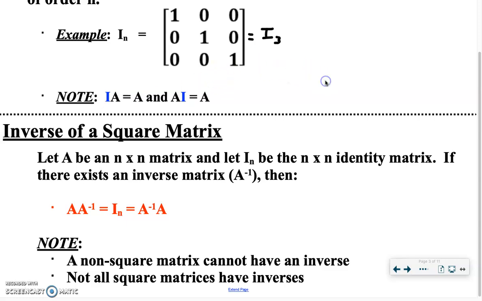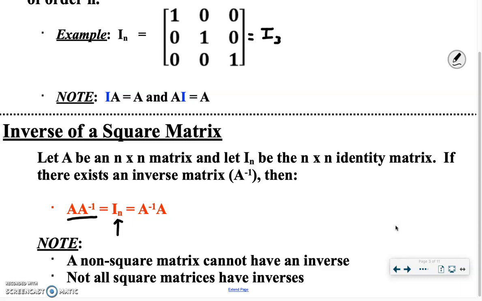All right, so the inverse of a square matrix. If we were to let A, so our matrix A, be an n by n matrix. So again, it's a square. Rows and columns are the same. And then we want to let I sub n be the n by n identity matrix. If there exists an inverse matrix A inverse, then, all of this is just leading towards saying the same thing. If you have a matrix, it has to be a square matrix. But again, it doesn't matter if it's 2 by 2, 5 by 5, 37 by 37. If you have a square matrix and you multiply it by its inverse, you will get the identity.